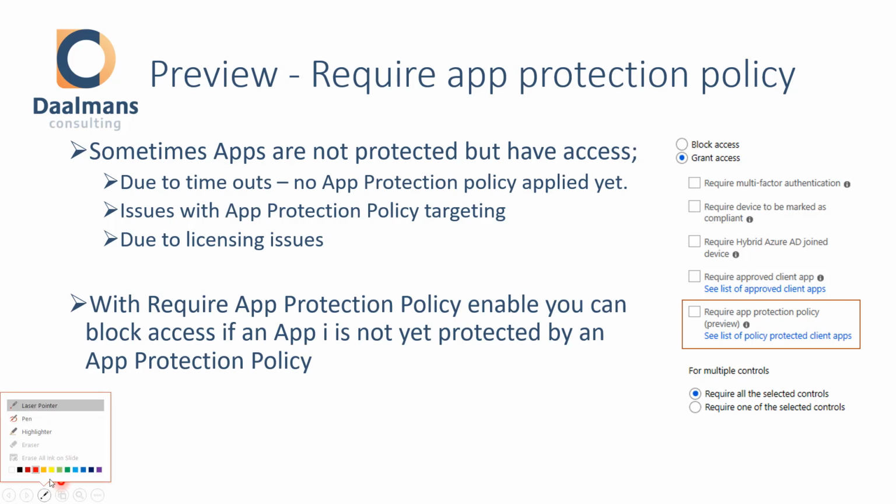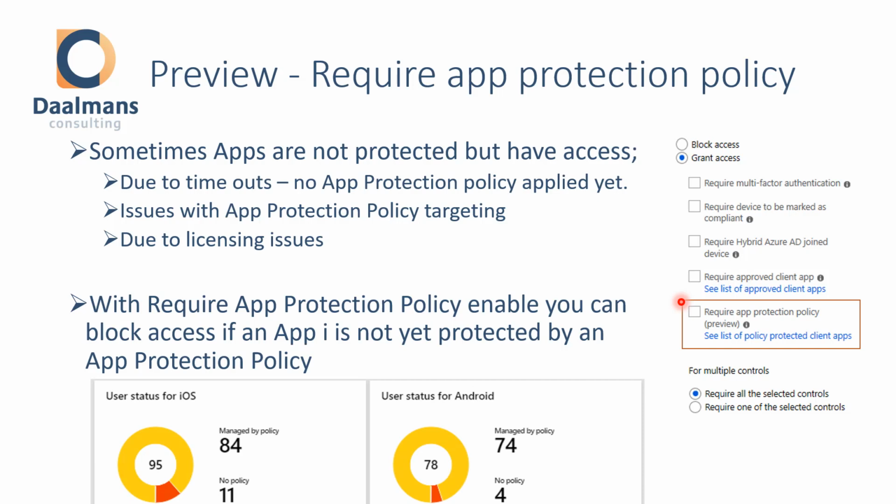And let's quickly highlight it. You can find it here. And this allows us, next to the require approved client app, where we check for the unique ID, to also check if an app protection policy is available. Because normally, if you require an app, there's not the ability to check if the policy is there. So we could end up with a situation where we have apps without a policy.